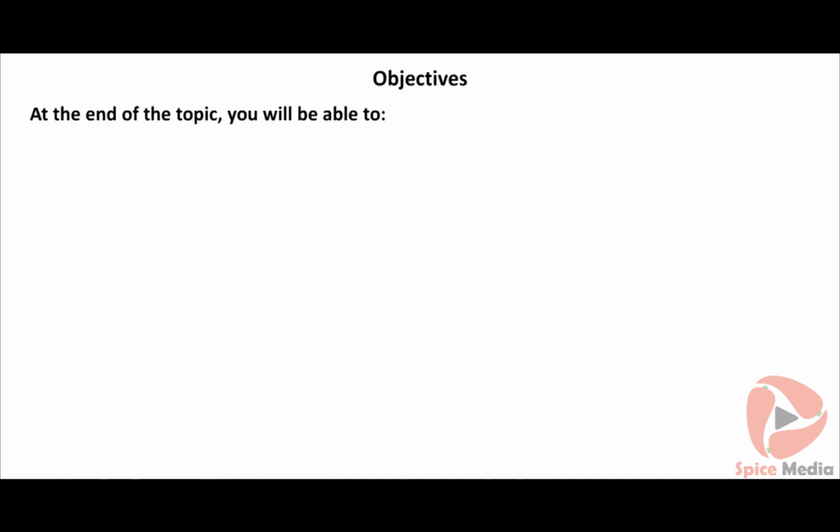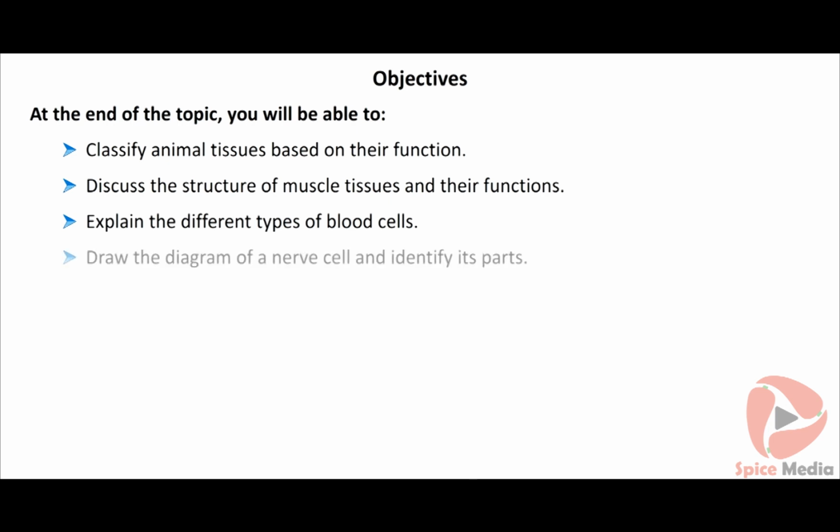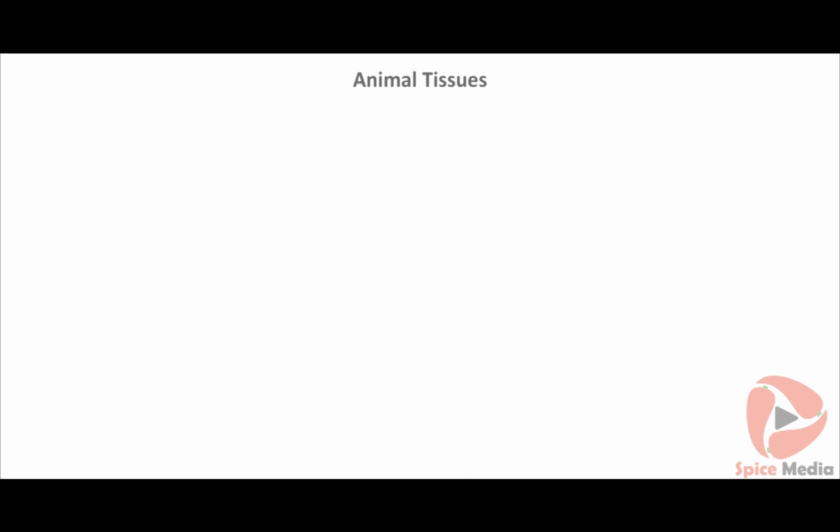At the end of the topic, you will be able to classify animal tissues based on their function, discuss the structure of muscle tissues and their functions, explain the different types of blood cells, and draw the diagram of a nerve cell and identify its parts.